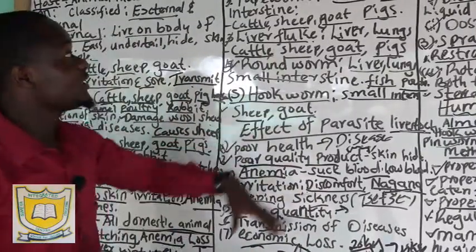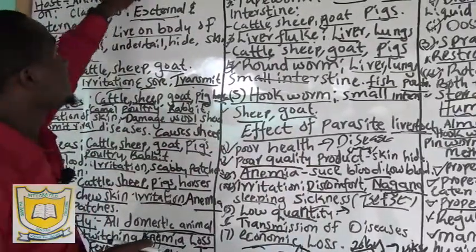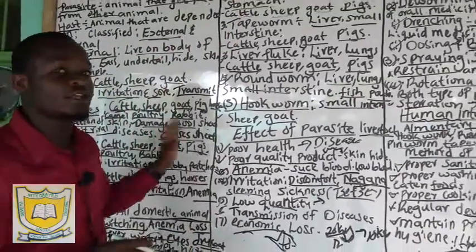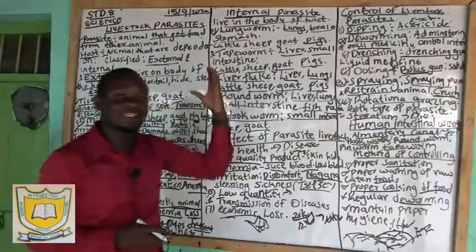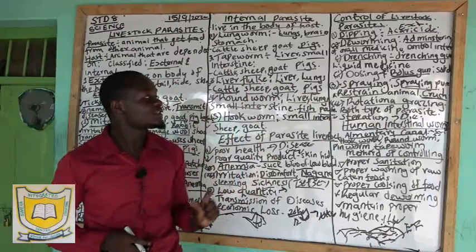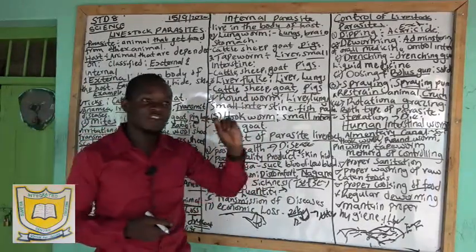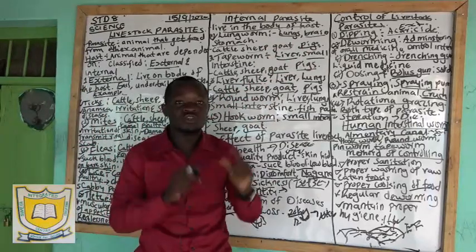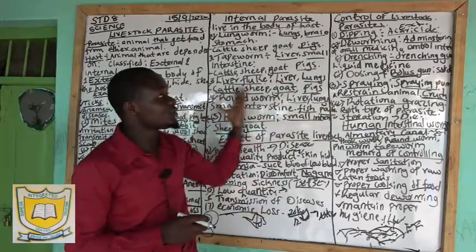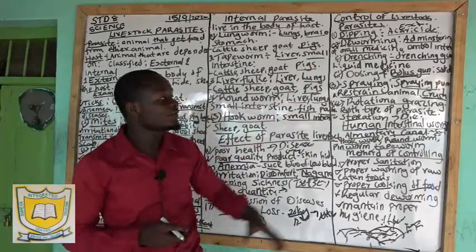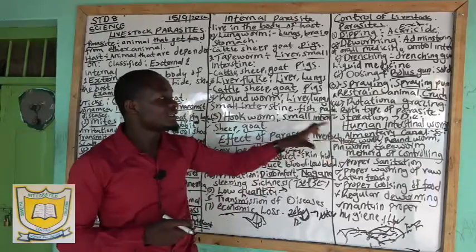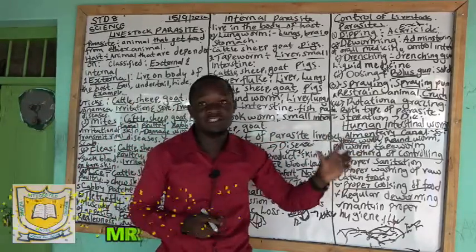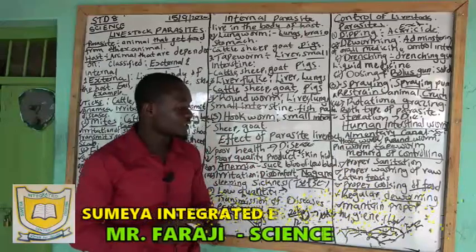Now, generally today, you have to understand all the livestock parasites, that is the external ones and their effects. You have also to understand the internal parasites and their effects. You have also to understand the general effects of these parasites, and you have to understand the control measures so that you ensure your livestock are safe. And lastly, you have to understand the human intestinal worms. That is all about today's topic.